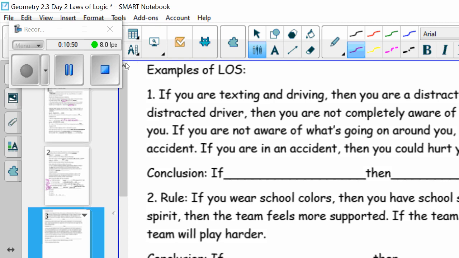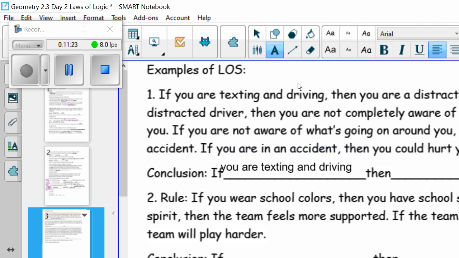So see how the first if leads to a then. What was after that then becomes my next if. And then we have a then, what's after that next then becomes my next if, and so on and so on. So then I can say my conclusion: if you are texting and driving, then the very last thing could happen, you could hurt yourself or someone else.